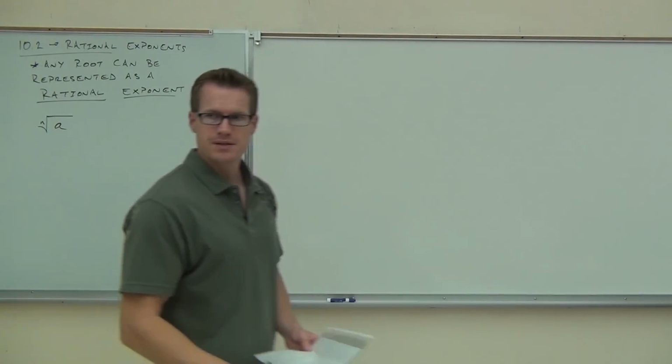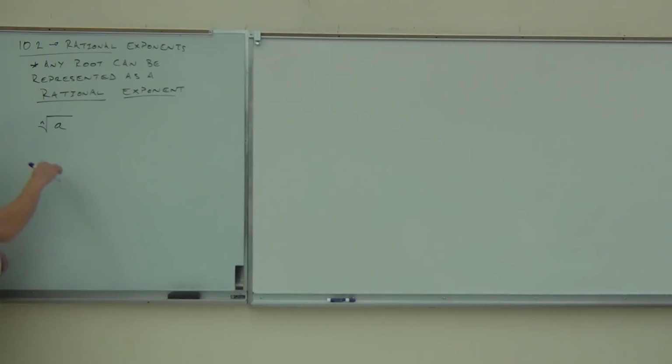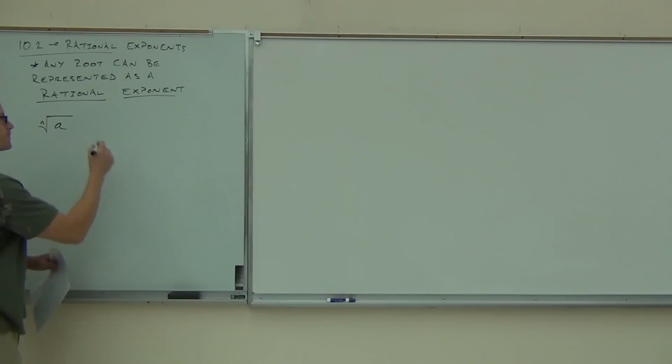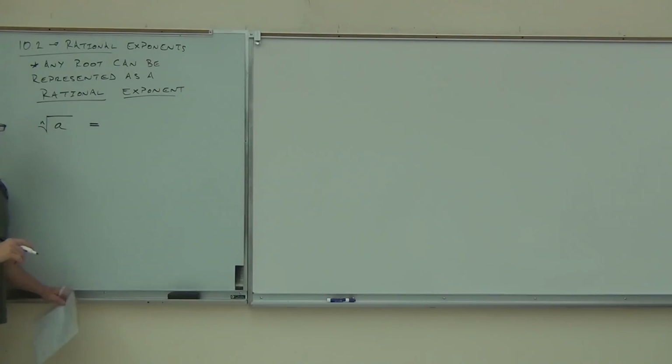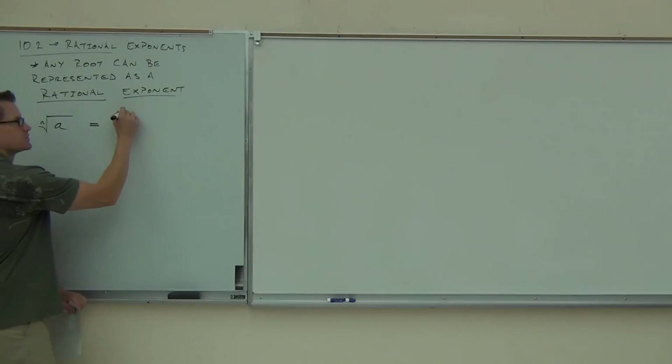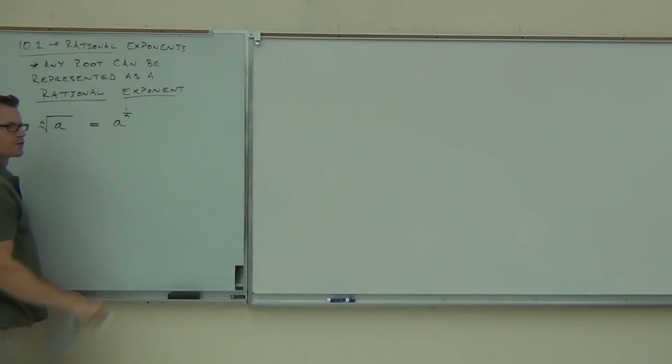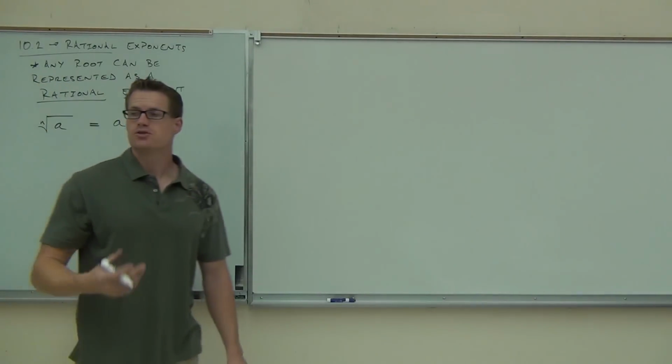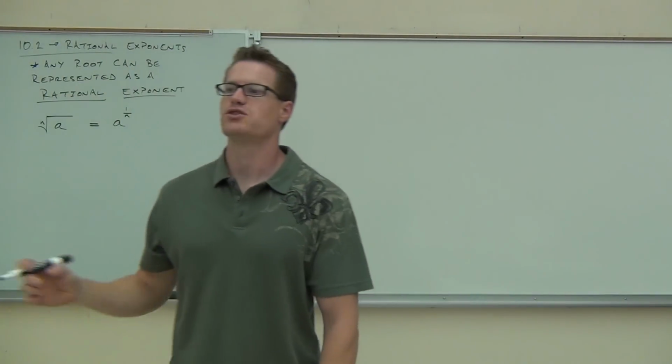Here's the deal. This is kind of neat. Every single time you've seen something like this, this actually represents a fractional exponent, and here's how you write it. In this case, our base is a. It's whatever our radicand is. An nth root of a is the same thing as a to the 1 over n power. That's how you change from a root into a fractional exponent.